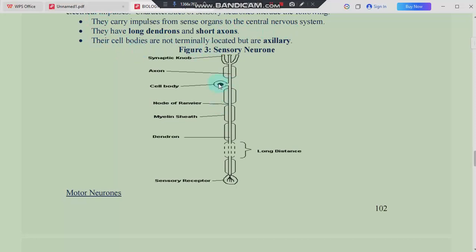So here is our cell body, which is not terminally located, or you can simply say it's found outside of the central nervous system. And then we have a short axon and it has a long dendron. And then we have our sensory receptor there, which is receiving the message. And we said the sensory receptor, the example can be your skin, right?